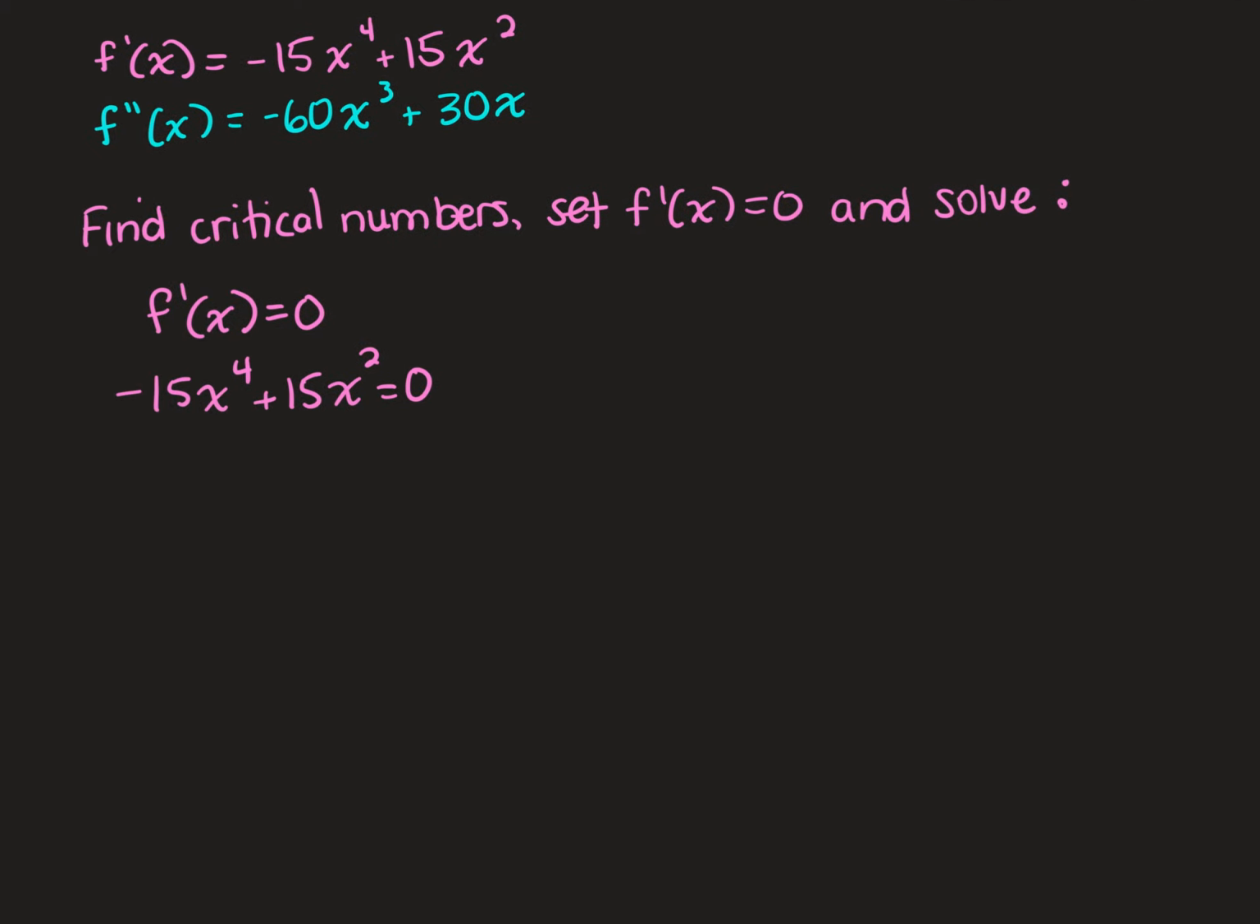Now, if I solve that for x, I would have to factor. I'm going to divide by, let's say, negative 15 first. Okay, so I would get x to the fourth minus x squared equals 0.